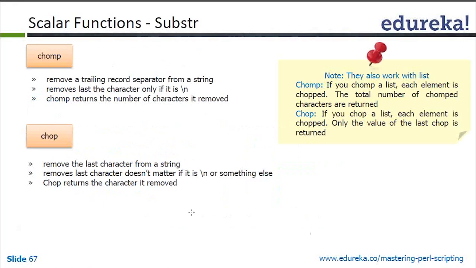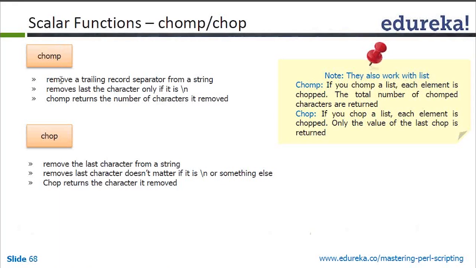So scalar functions: chomp and chop. If you chomp a list, each element is chopped. The total number of chomped characters is returned. If you chop a list, each element is chopped, and only the value of the last chop is returned. So this is the difference between chomp and chop. One difference is that the total number of chomped characters is returned if you are using chomp for a list, but if you do a chop, only the value of the last chop is returned. So whatever was chopped last, it returns. These are some important functions which are often used, and we'll see further how they are used.